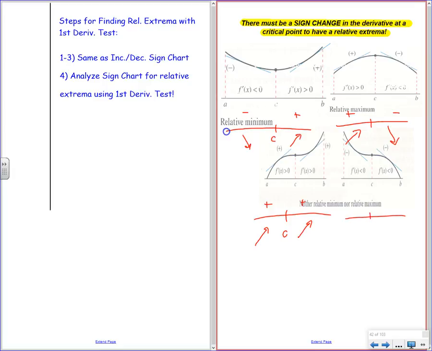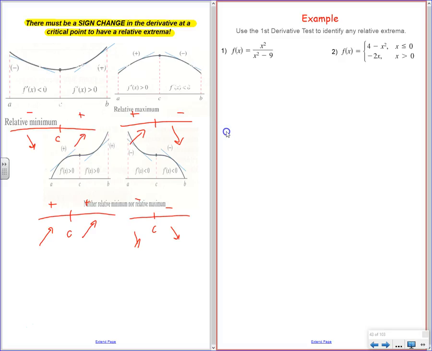And then what if I have a sign chart, negative, negative? Do I have anything? No. So there must be a sign change in the derivative at a critical point to have a relative extrema. We could almost take that whole first derivative test for relative extrema and replace it with that one statement. There must be a sign change. So let's go ahead and do some practice.